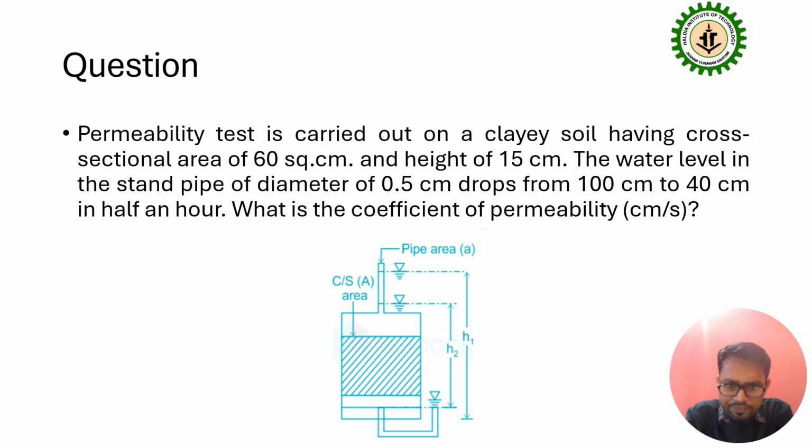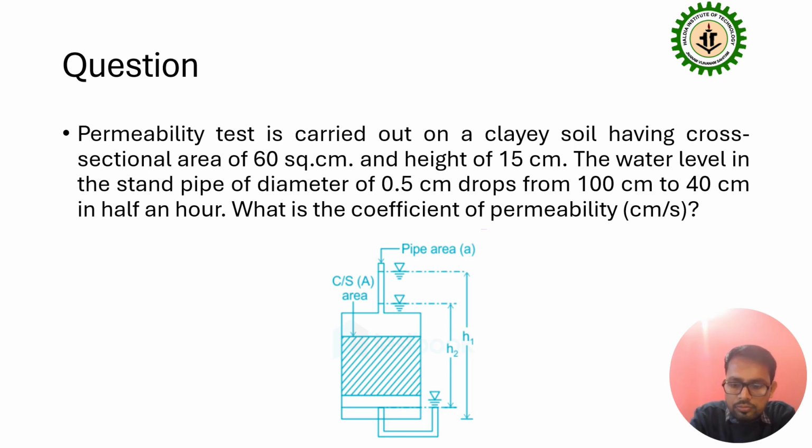Okay, now see the figure. What is the data given? The total cross sectional area of the soil is given, that is A equal to 60 square centimeter. The height of the soil, that is L equal to 15 centimeter. And the diameter of the standpipe is given, that is 0.5 centimeter. You have to find out the cross sectional area of the standpipe, that is small a. The initial head is 100 centimeter and the final head is 40 centimeter, and time t is half an hour, which you have to convert into seconds.